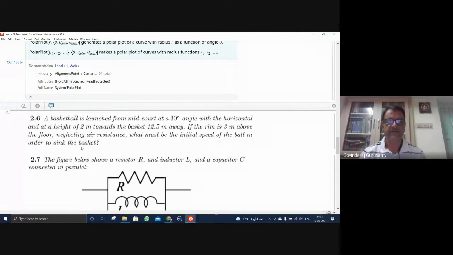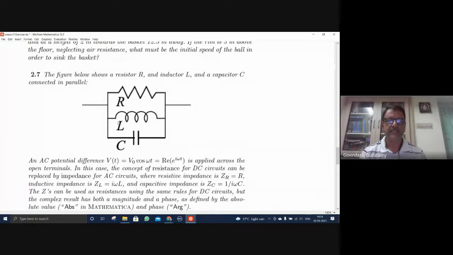You just set the equation for V from these numbers that are given: the rim is how far it is, the 2 meter height from which you are starting, the distance or range is given, and the angle is given. Set this equation, solve it, and find out what is V0, the velocity that's required in order to sink the basket. This is also an easy problem which you can work out, because already we have done enough on the so-called projectile motion.